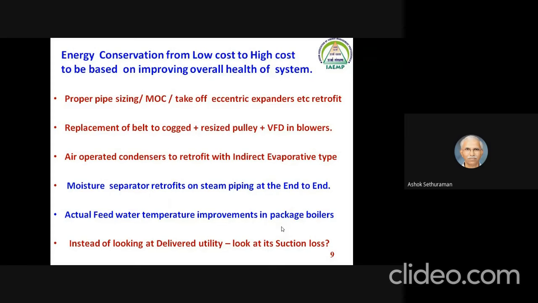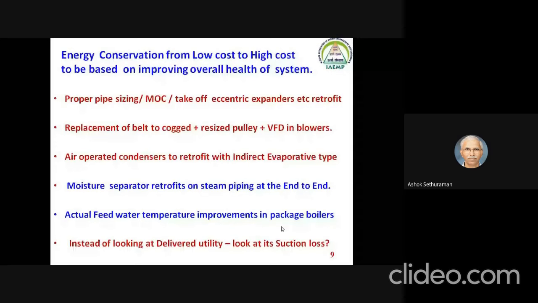Actual feed water improvements. See, we all follow the BEE thumb rules, but the thumb rules are followed only on paper, not in the field. That is what we have come to understand. Everyone says the feed water tank temperature will rise by 6 degrees, and I am able to achieve this rise. But having done so many audits, we found the tank temperature is almost only 60 degrees. When you trend the RTD reading of the tank temperature, it is only 60 degrees.